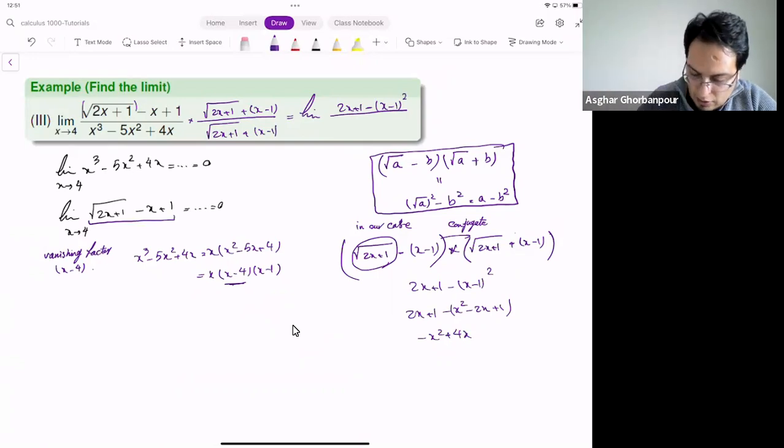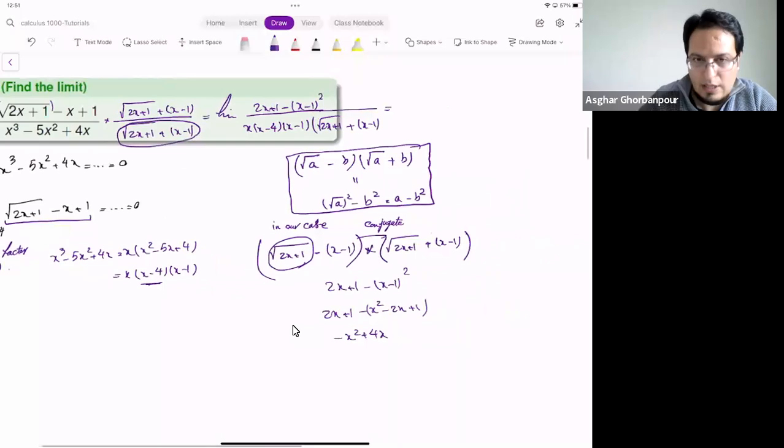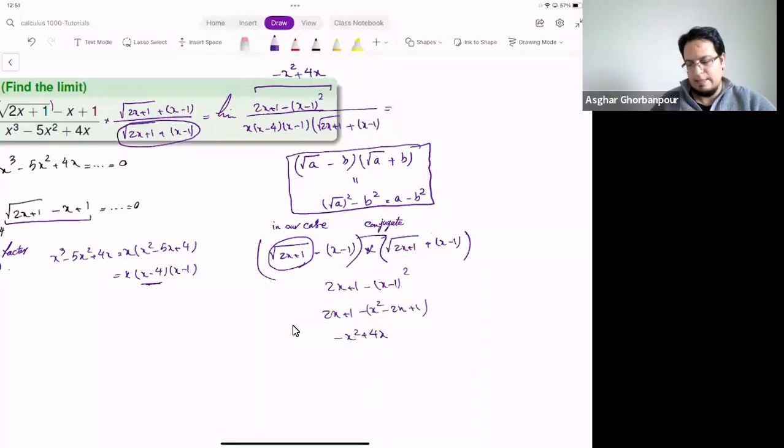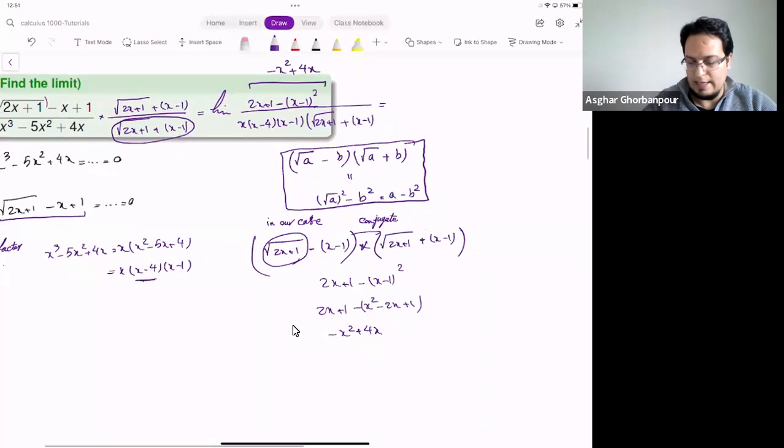In the denominator, I have the factorization here. I put it there. But remember that I also multiplied this guy down there. So I can write the whole thing, 2x plus 1 plus x minus 1. Now this guy here, we saw that it's minus x squared plus 4x. And I can now factor this guy.